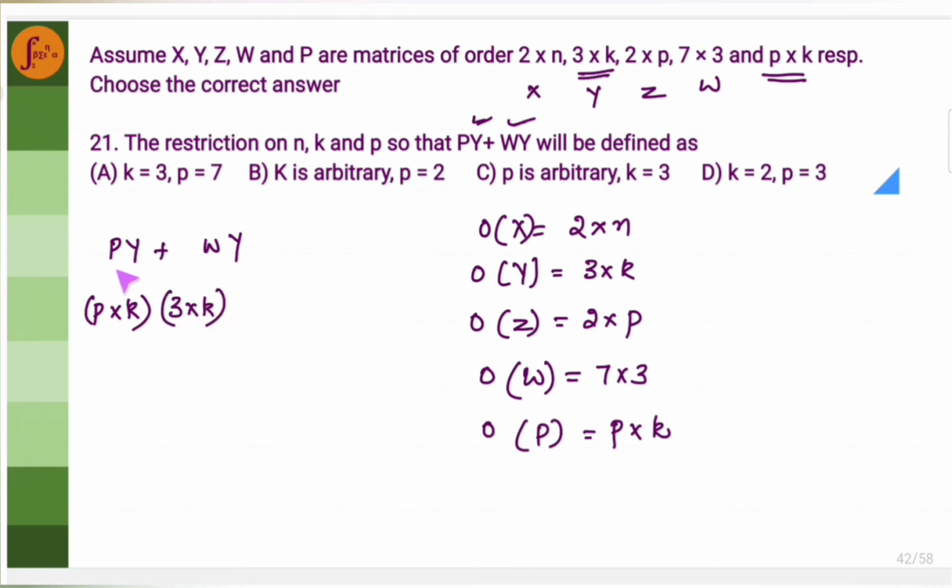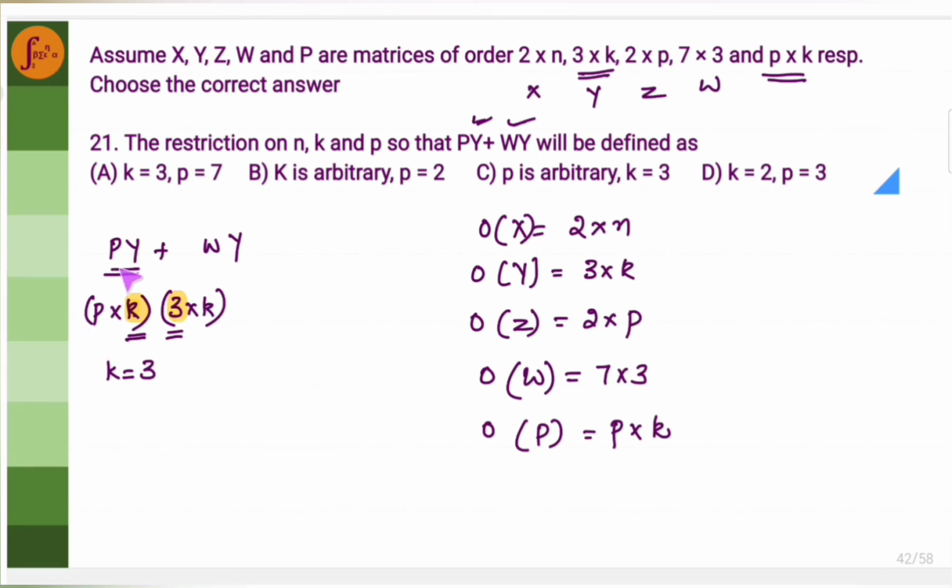Now the order of P is P into K and the order of Y is 3 into K. If we have to multiply these two matrices, then the column count of the first matrix and the row count of the second matrix need to be the same. That is rule number 1, right? K should be equal to 3 in this case. Only if these two are the same can the matrices be multiplied, or the product is defined. So K should be equal to 3. So we've got the K value.